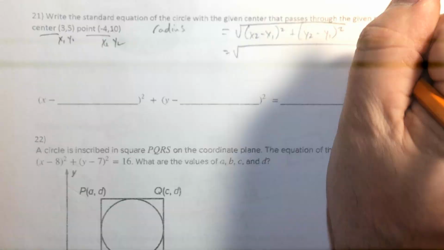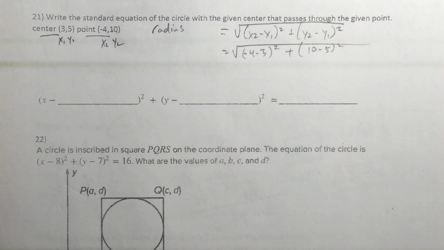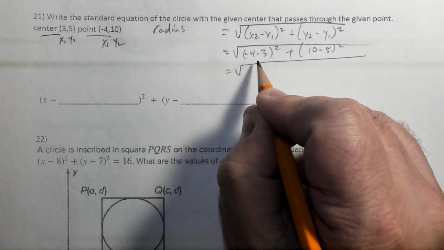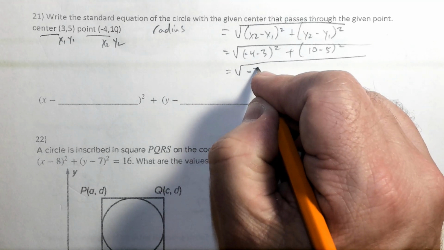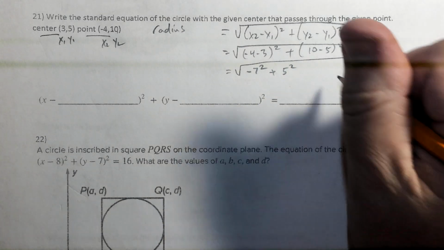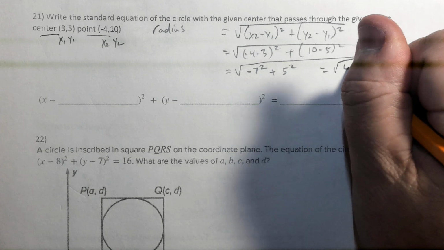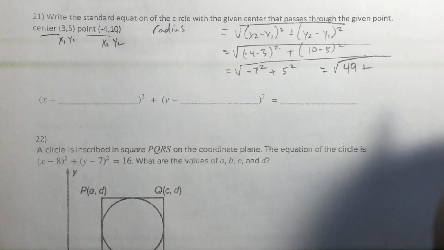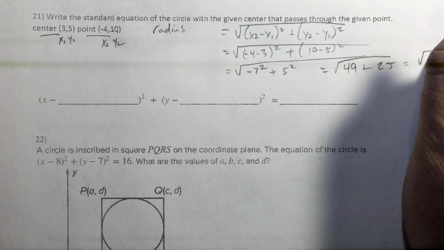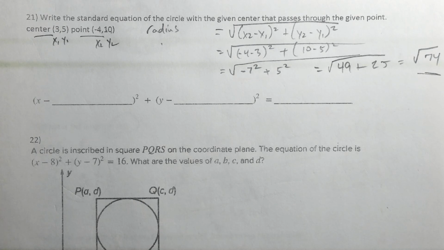Alright, so below here, my x's are negative 4 minus 3. My y's are 10 minus 5. Alright, so negative 4 minus 3 is negative 7. 10 minus 5 is 5. Alright, so we'll scooch over here. Negative 7, anything squared is positive, so negative 7 squared is 49, and then 5 squared is 25. You add those together, you get the square root of 74. So our radius is the square root of 74.